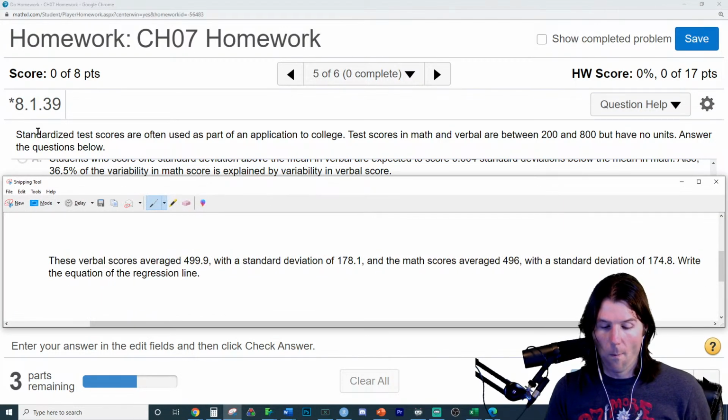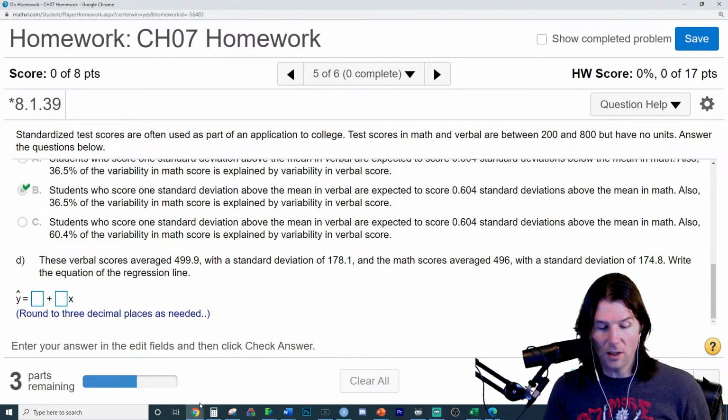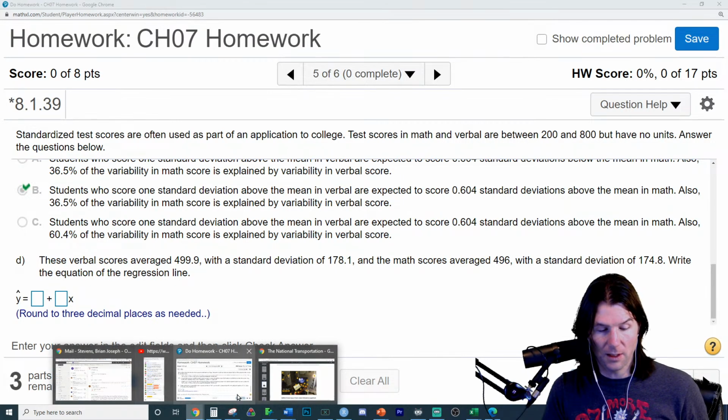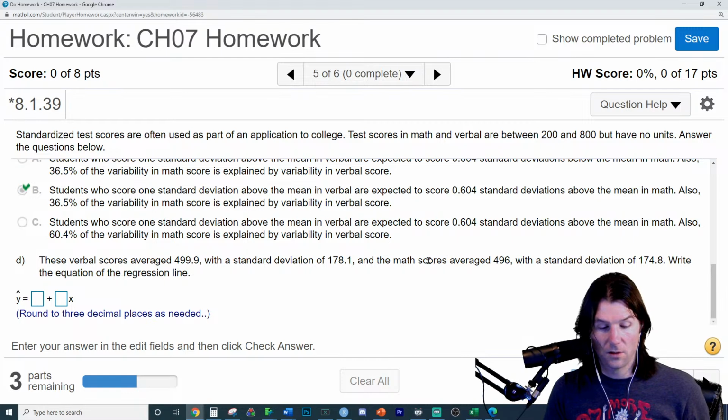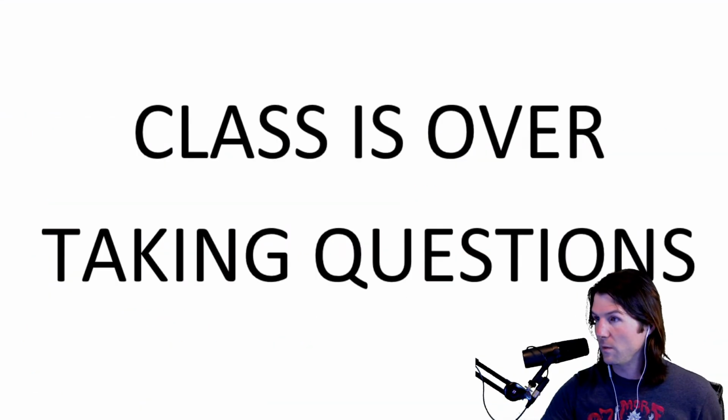So here we are. We have the screenshot. The solver is located. I think I still have it up. So 2 seconds, class is not over.